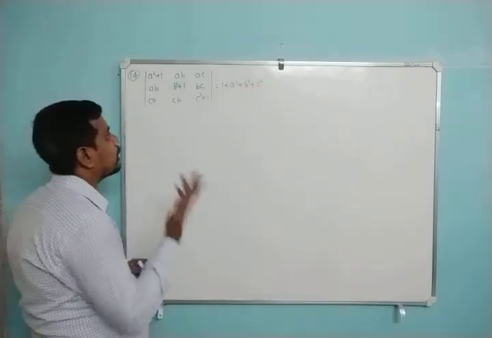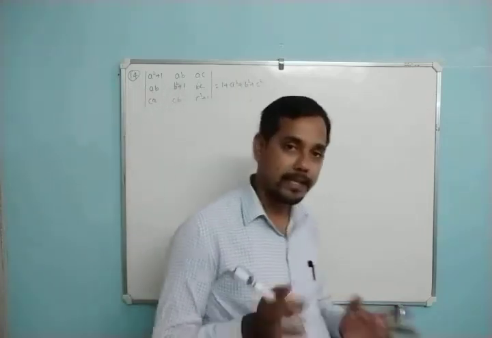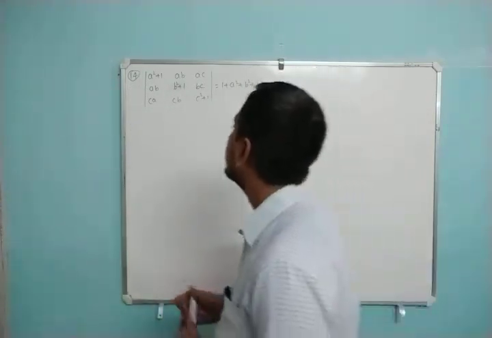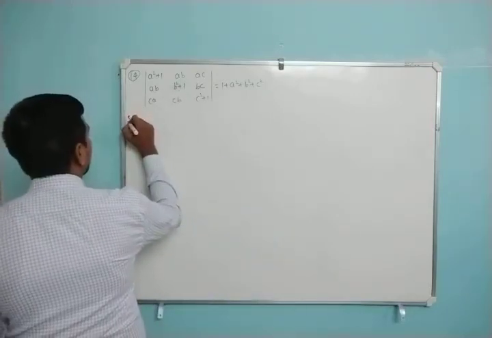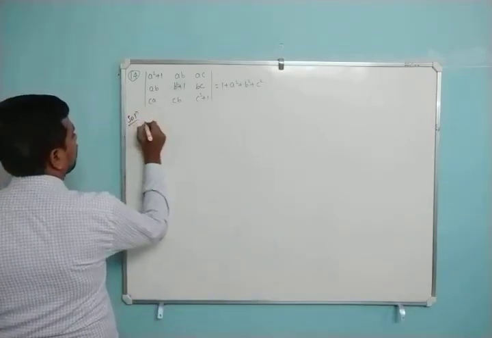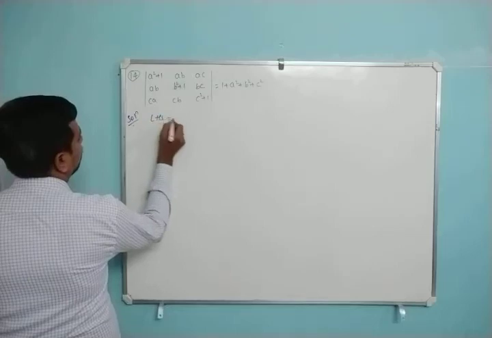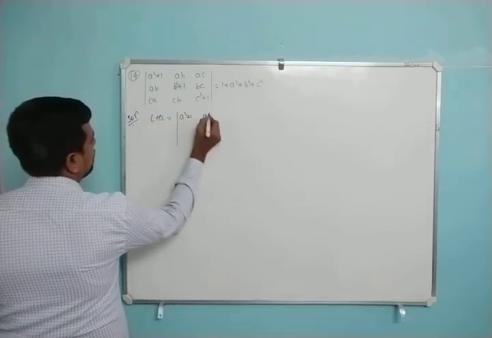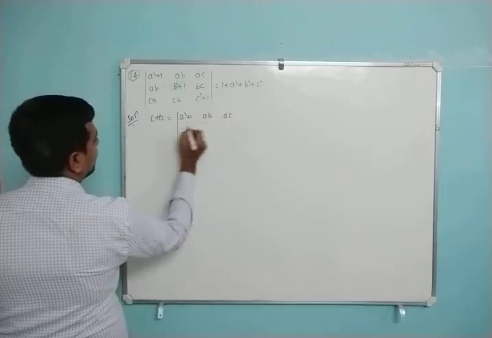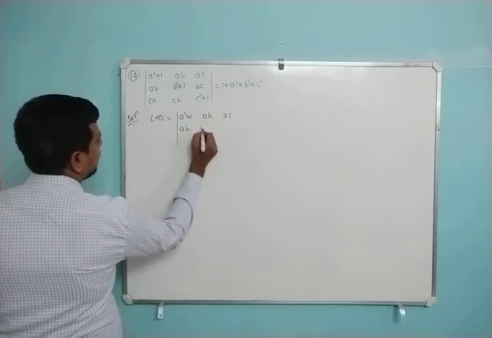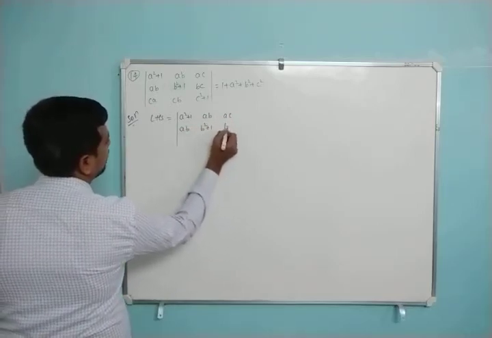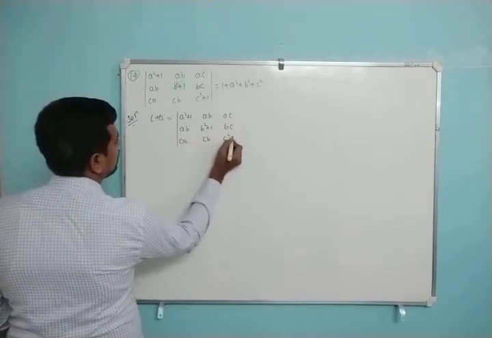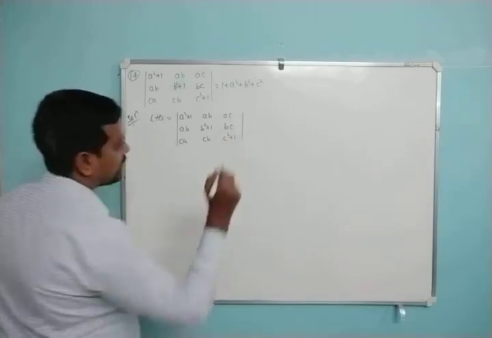So here also we need to prove some determinant as equal, LHS equal to RHS. So let's see how it can be done. Okay. So what is our LHS here? It is the determinant with rows: a square plus 1, ab, ac; ab, b square plus 1, bc; ca, cb, c square plus 1.